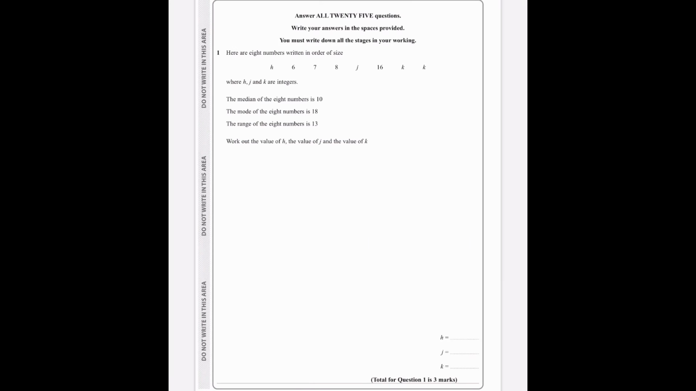Question number 1, we can work out the median because it'd be halfway between 8 and j, so therefore j must be 12. If the mode is 18, then our two k's must be 18, and the range of 13 means that h must be 13 less than 18, which is 5.